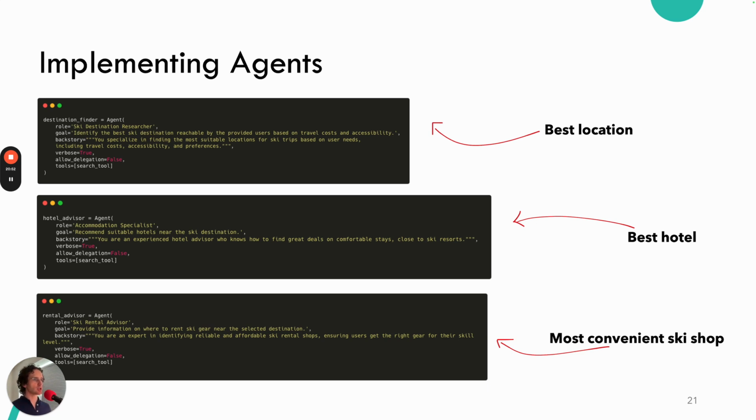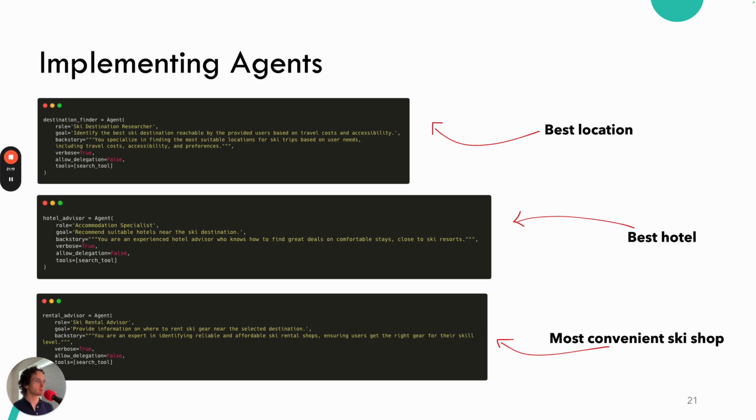First of all, we start with the agents. So we have to define all the agents that we need to make this work. First of all, we need an agent that is in charge of finding the best location. This is the ski destination researcher. The ski destination researcher is in charge of finding the best destination based on the people eventually that are coming, that want to join this trip.